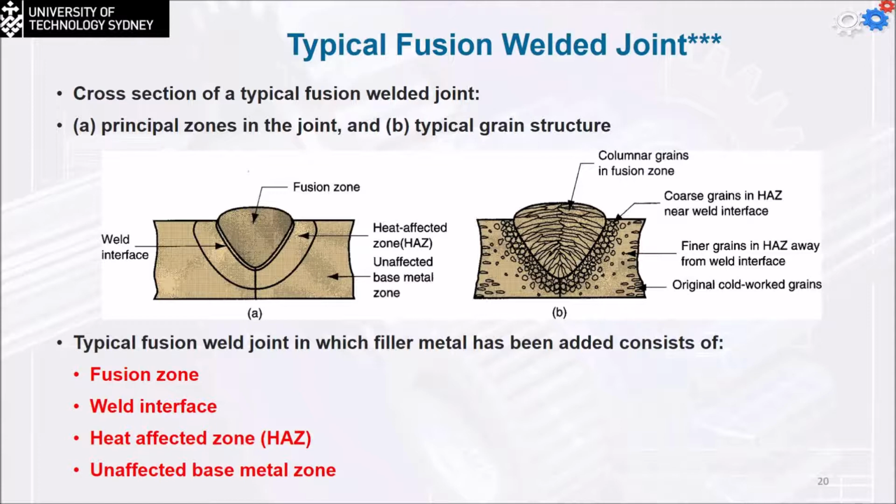So I think it has stars. This drawing was given without the definition, and you have to identify that. So just remember, we're going to have the columnar grains in the fusion zone. This is the fusion zone. And this one is the heat affected zone with the coarse grains. And we have the finer grains away from the weld interface. And of course, this is the original cold work grains, which has not been affected by the heat.